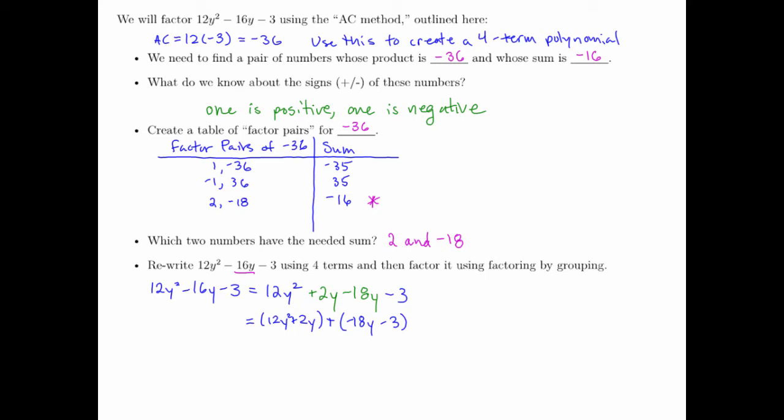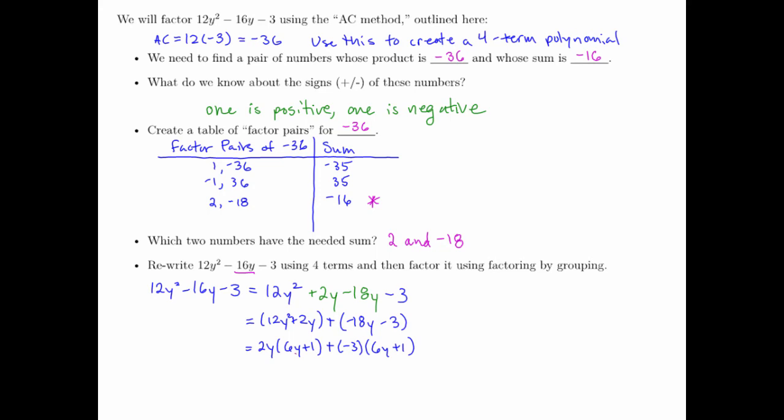So at this point I need to look at each of these groups separately and factor out the greatest common factor from each group. So with 12y squared plus 2y, I can factor out 2y, and then I'm left with 6y plus 1. Now I'm adding, and then I have this expression, negative 18y minus 3, and the most that I can factor out between negative 18y and negative 3 is going to be 3, but in general I want that leading coefficient to be positive. So I'm going to factor out a negative 3, and that'll leave me with 6y plus 1 inside there.